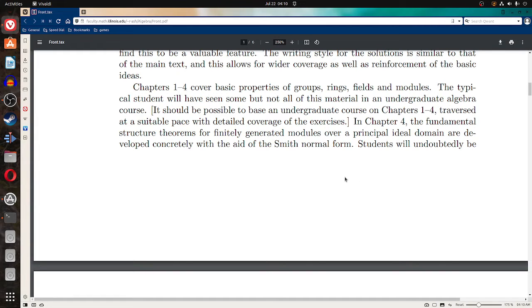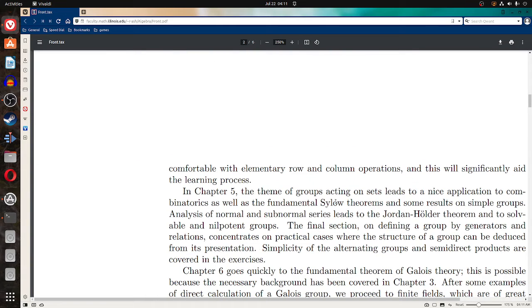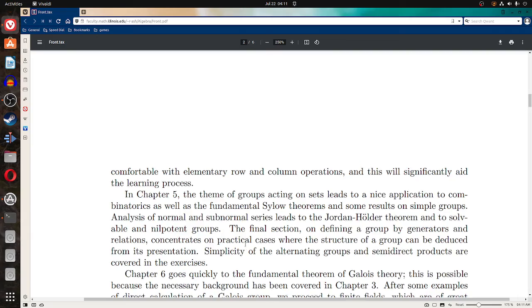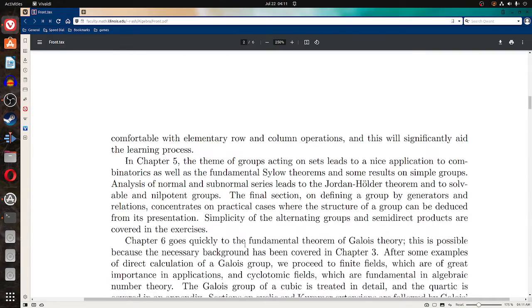It should be possible to base an undergraduate course on chapters 1 through 4, traversed at a suitable pace with detailed coverage of the exercises. In Chapter 4, the fundamental structure theorems for finitely generated modules over a principal ideal domain are developed concretely with the aid of the Smith normal form. Students will undoubtedly be comfortable with elementary row and column operations, and this will significantly aid in the learning process. So that's linear algebra right there.